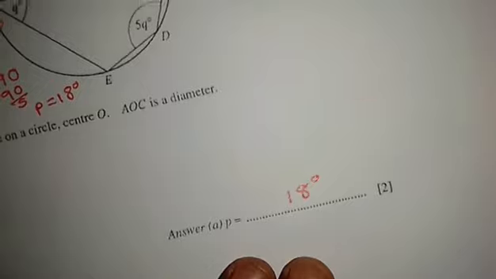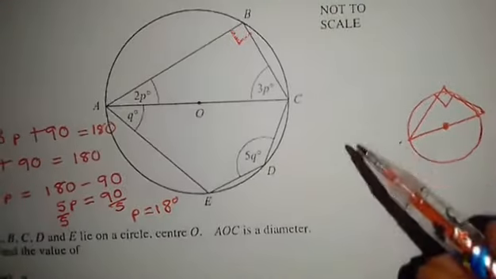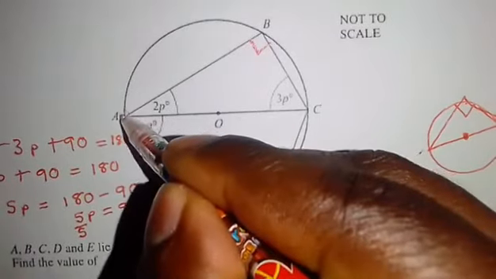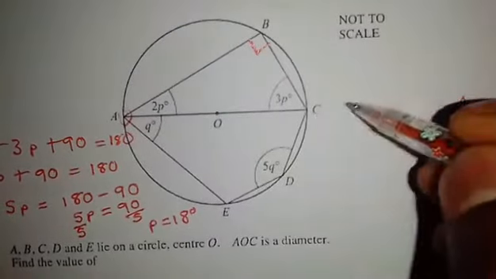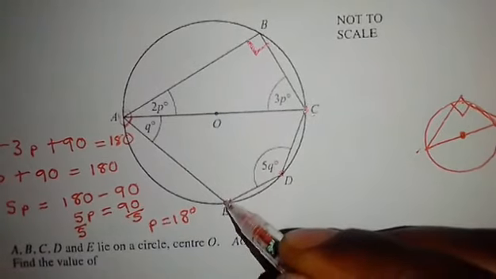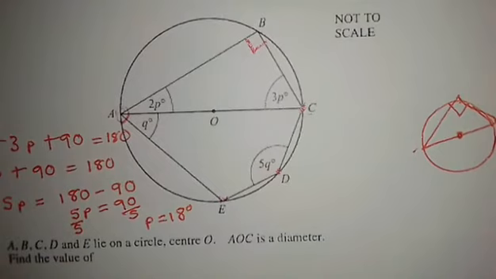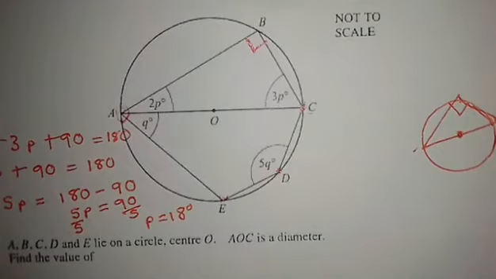Now we want Q. How do we find Q? The first thing we notice is that we have A, then C, then D, then E. We see that all 4 vertices are lying on the circumference of the circle, right? This qualifies A, C, D, E to be a cyclic quadrilateral since all 4 vertices are lying on the circle. I hope you are listening.